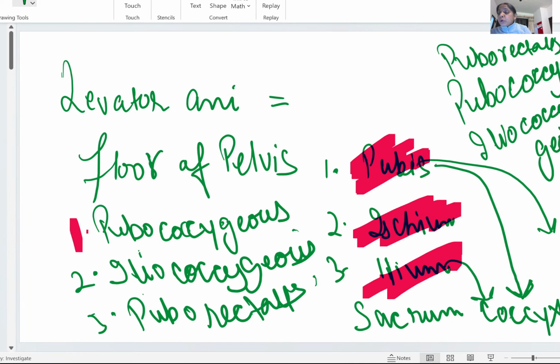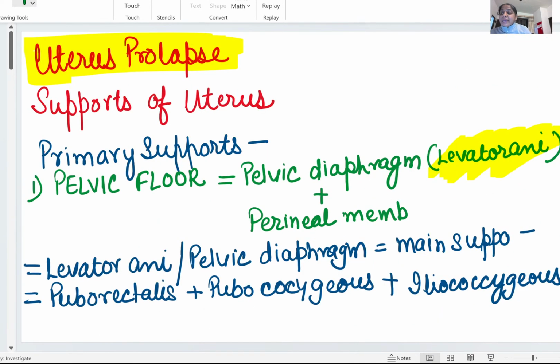So which is the main support of the uterus? It is the levator ani, right? Or the pelvic floor or the pelvic diaphragm. They quite often confuse you by giving different names. These are one and the same thing: pelvic floor, pelvic diaphragm, or levator ani.